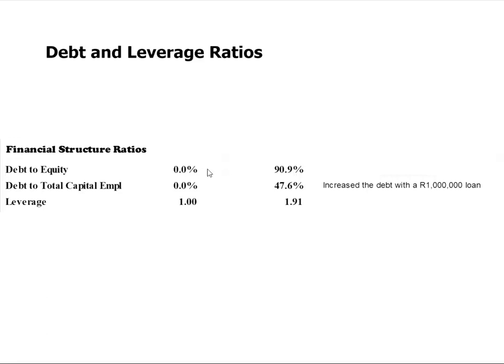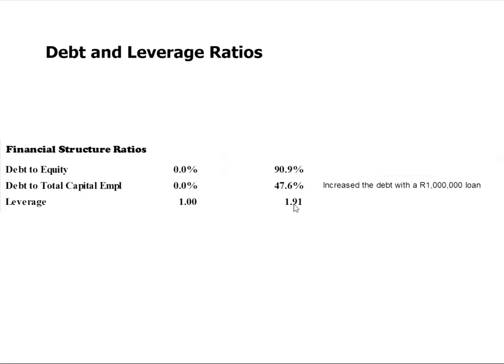And clearly we can see in the following year, the introduction of the R1 million worth of debt has increased these ratios quite substantially. Debt to equity shows this as 90.9%. Debt to total capital is 47.6%. So these are just two different measures of the same thing. And just notice that on the debt to equity ratio, you could round this up to 91% if you want. Look how similar it is to the leverage represented as 1.91.